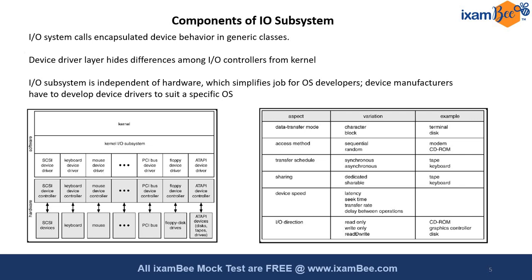Now there comes the device driver, which hides the differences among the different IO controllers and the kernel, which is the basic system or the soul of the operating system. The IO subsystem is independent of the hardware. You never know which particular hardware you are using for the IO subsystem. We simplify the job of the operating system developer; device manufacturers have to develop device drivers to suit the specific operating system.